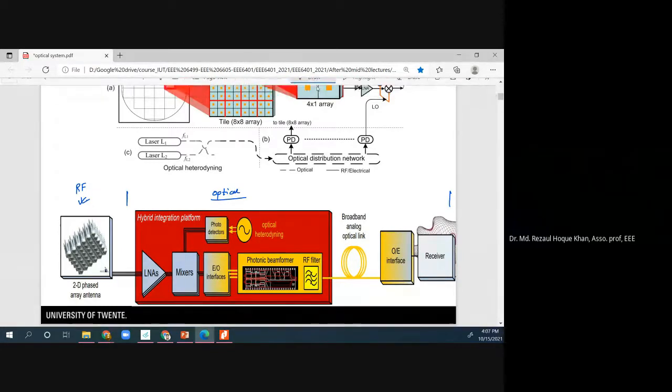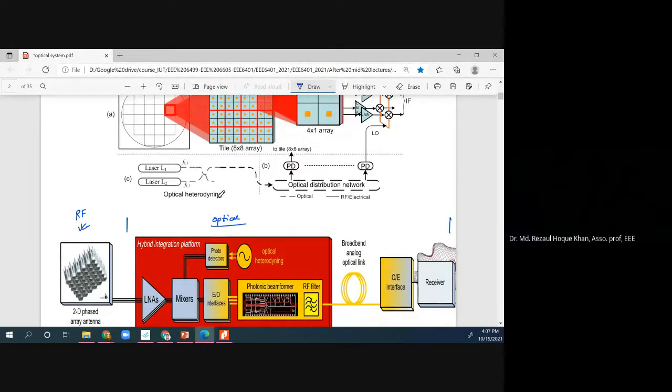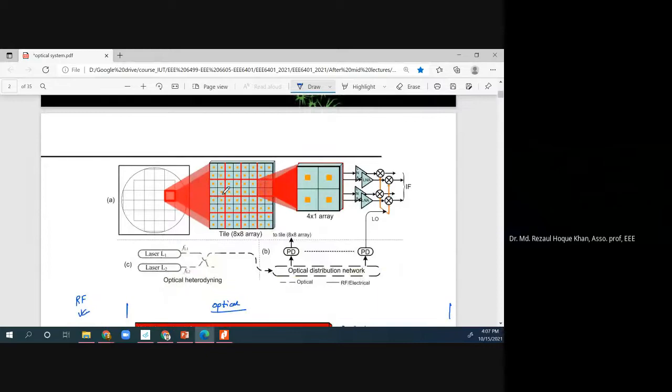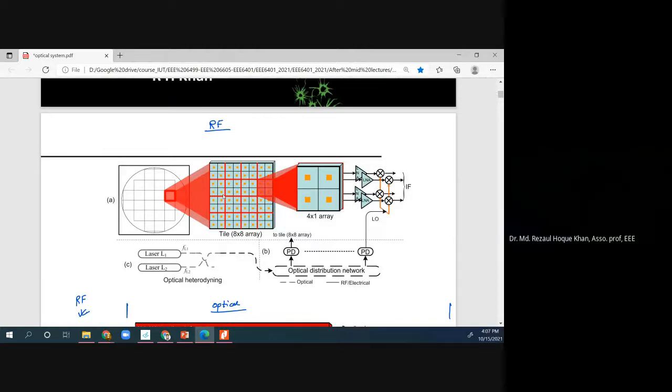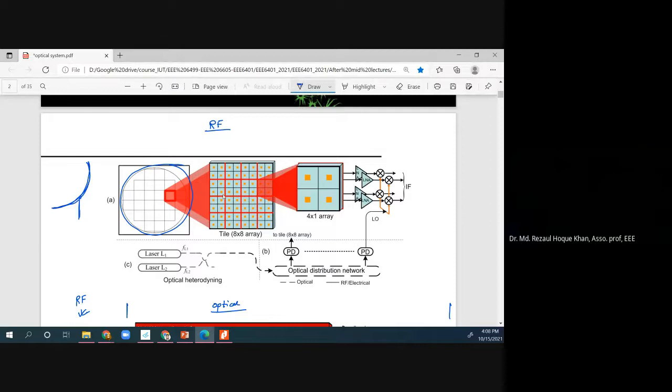So what is happening here? This is a typical receiver system. Let's talk about a typical receiver system in the RF domain, and see how we can convert the whole RF system to an optical system using these components. This is a typical dish antenna, a parabolic antenna. We may use it for our dish TV.